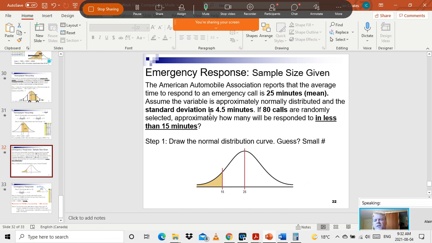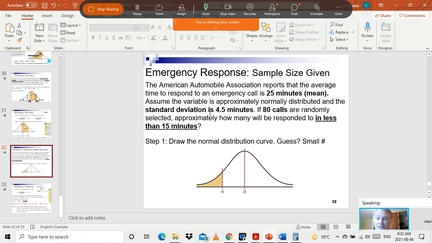The American Automobile Association reports that the average time to respond to an emergency call is 25 minutes. So that's your mean. Assume the variable is approximately normally distributed. The standard deviation is 4.5 minutes. If 80 calls are randomly selected, approximate how many will be responded to in less than 15 minutes.